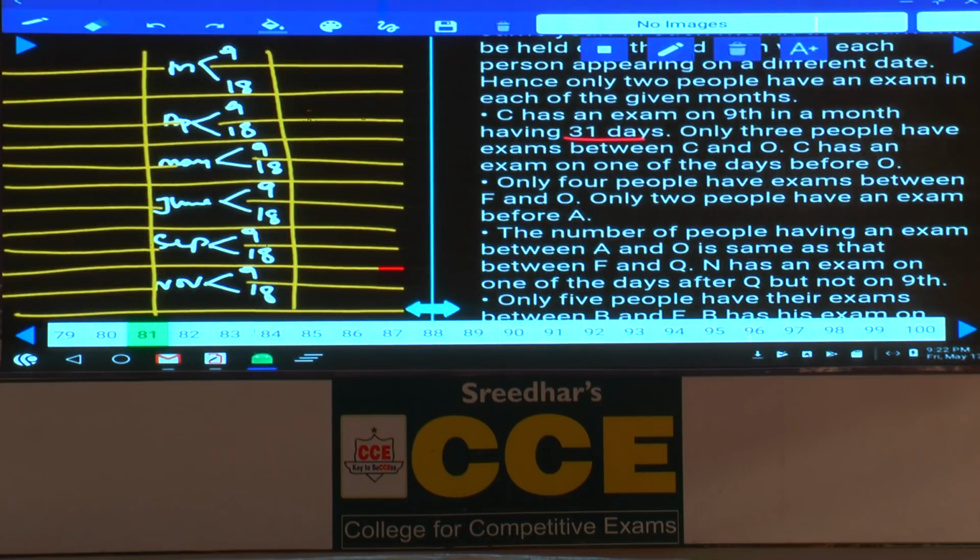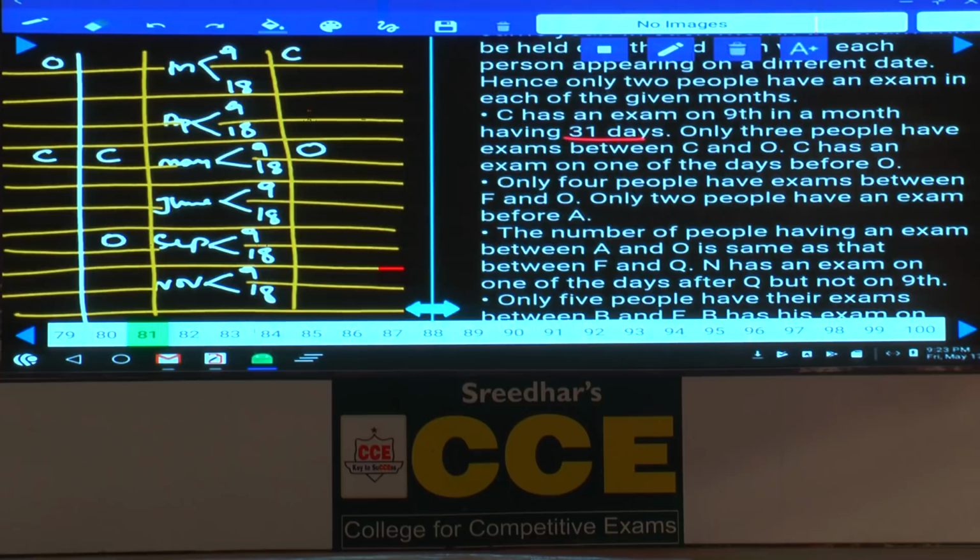And this C will have an exam either on 9th of March, or what is the other thing here? 9th of May. How many possibilities we have? 2 possibilities. And next one, only 3 people have exams between C and O. Now between C and O there must be 3 people, 1, 2, 3, hence O is here. Now in this case only 3 people between C and O, O can be September 9th, or what is the other possibility we have? If C is here, only 3 people between C and O can be here, isn't it? 3 people in between C and O.